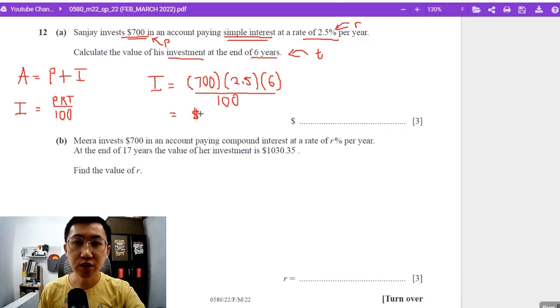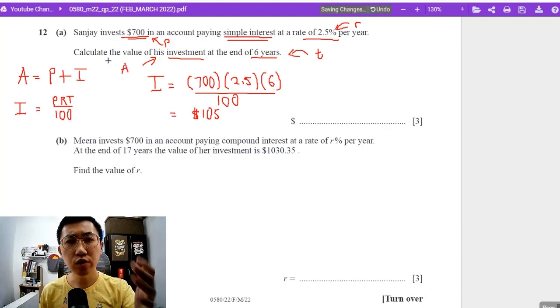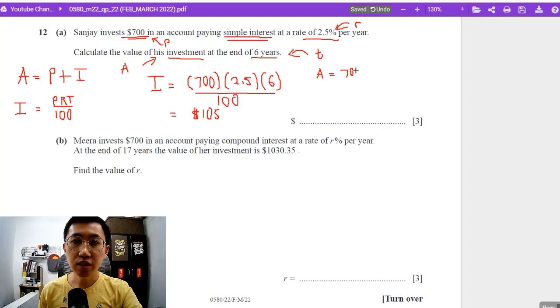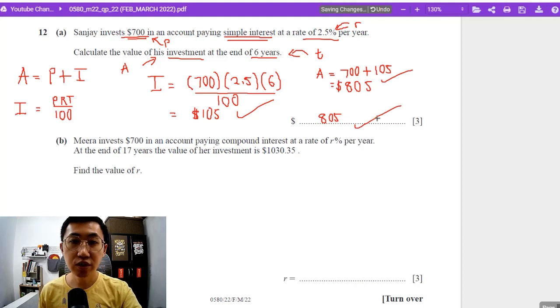Okay, so the bank gives you this. But when we read the question, calculate the value of his investment. Okay, after 6 years, that means this is asking for A. So that's why when I ask the student, I always write out these two formulas and read the keyword. So let's do A right now. Principal is going to be your $700. Bank gives you 105. So what you see in your bank right now is actually $805. And that is your keyword and the final answer. So 3 marks. Show your interest, principal plus your interest and your final value of investment. So that's actually your 3 marks over here.